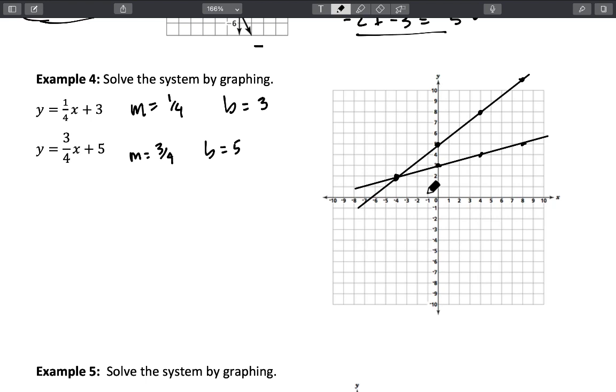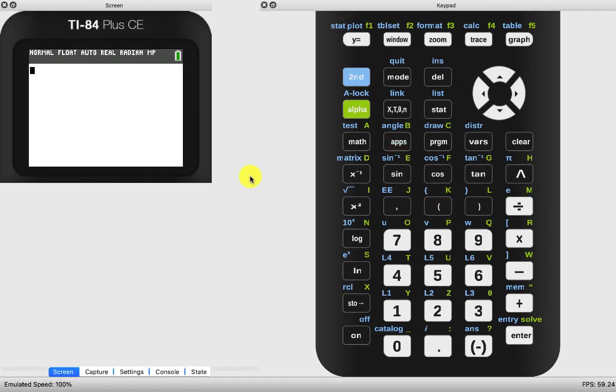So grab your graphing calculator, and let's take a look at graphing these 2 linear equations. So go ahead and turn your calculator on and go up here to your y equals, and we are going to enter in our 2 equations. So our first one here was 1/4 x, and your x variable right here next to your alpha key, +3. There's our first equation. Let's go down to our second equation, which is 3/4. Now you can also enter that in as a decimal if you prefer, 0.75.